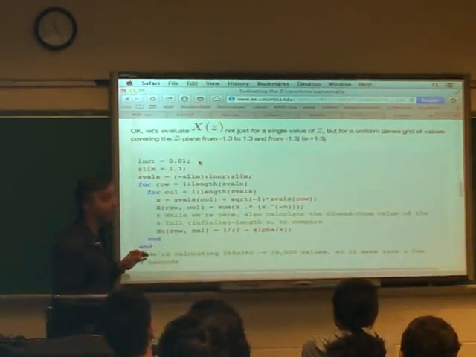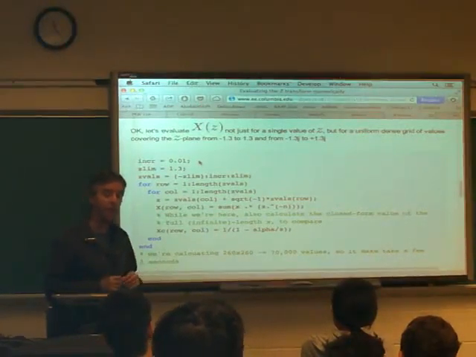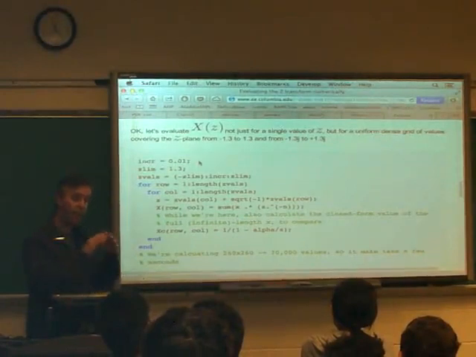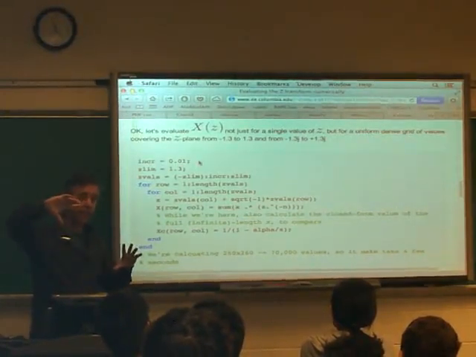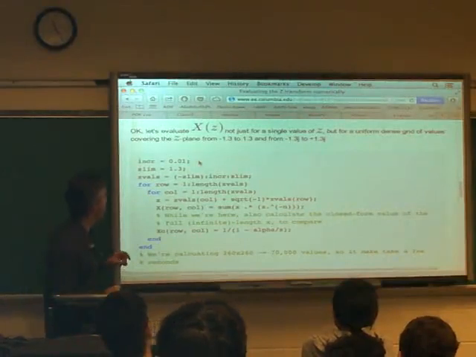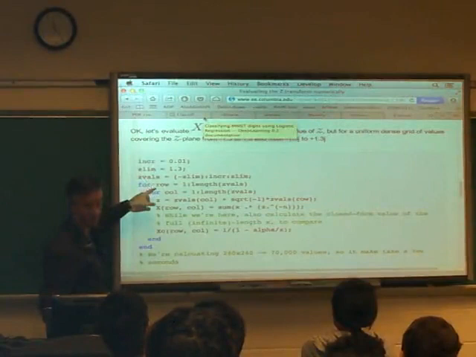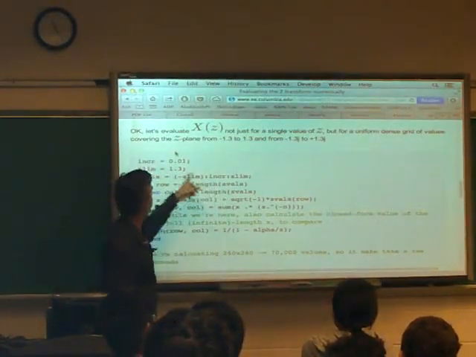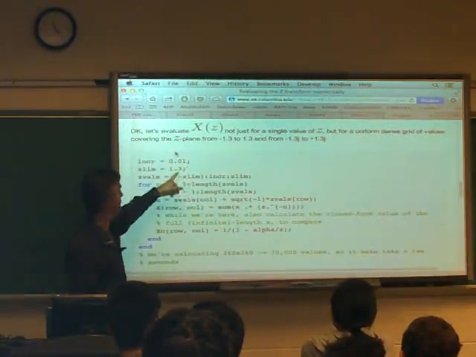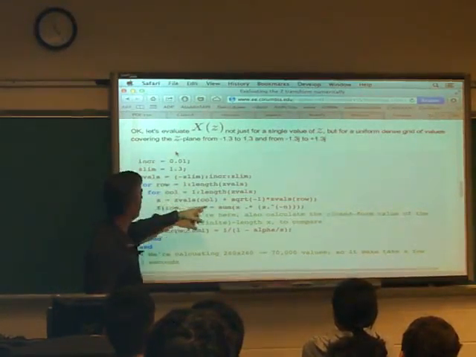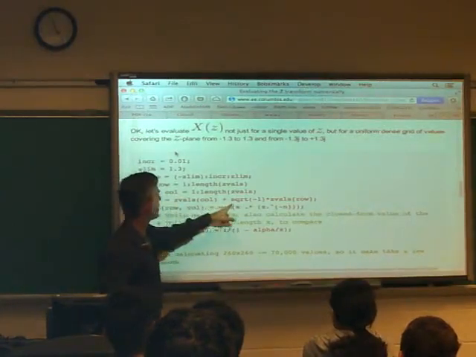But now we can calculate that same thing, that X of z, for all the other values of z. And so what I'm going to do is set up a grid of values of z, and I'm going to do that summation for every possible one of those values. So here's my set of values for z. I'm going to take values of z between minus 1.3 and 1.3 every 0.01. So this is like 261 values. And I'm going to do that for both the real axis and the imaginary axis.